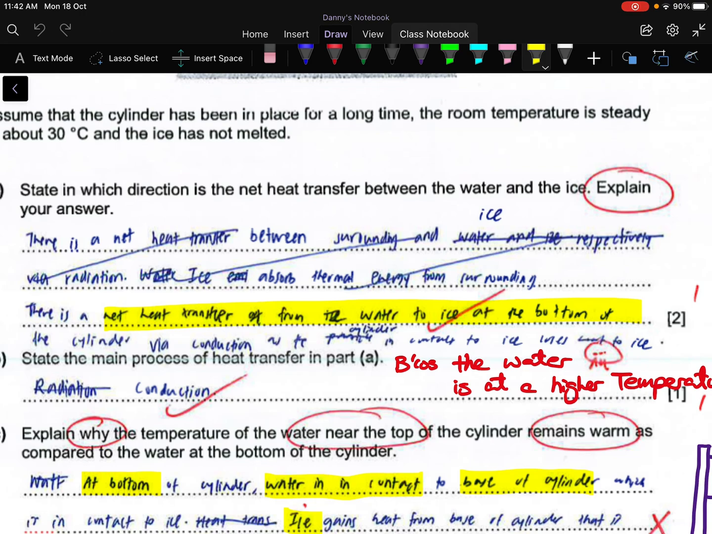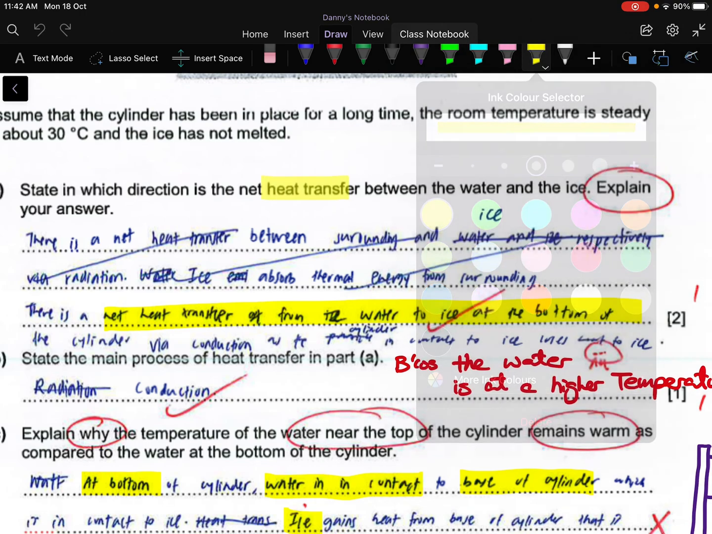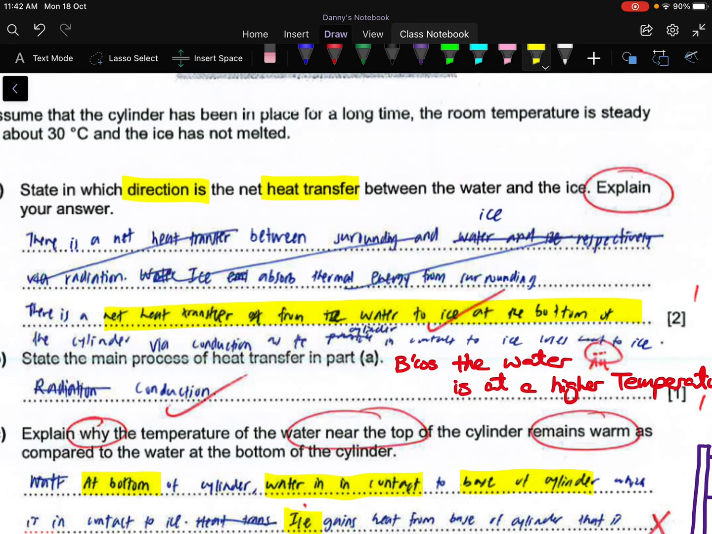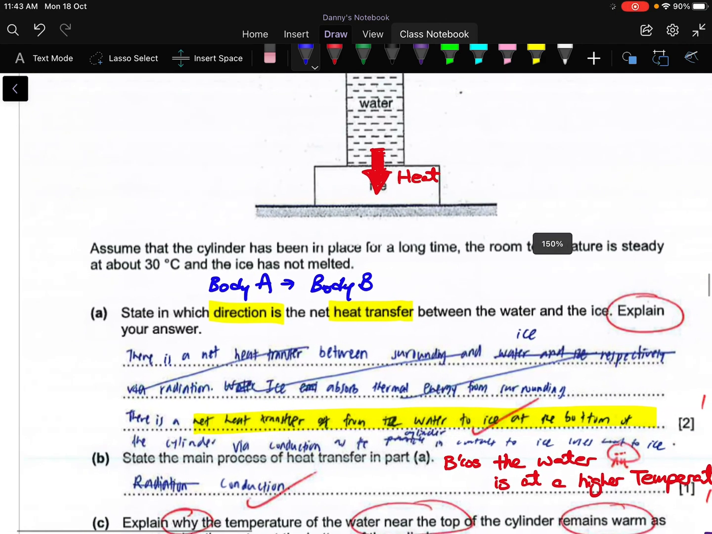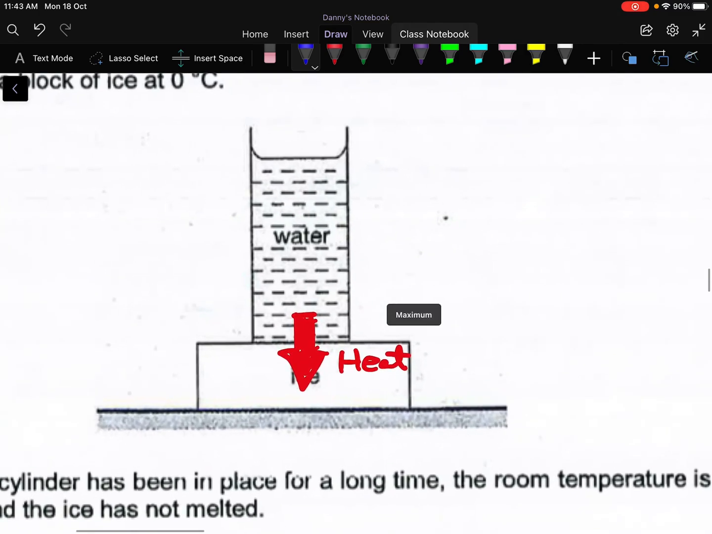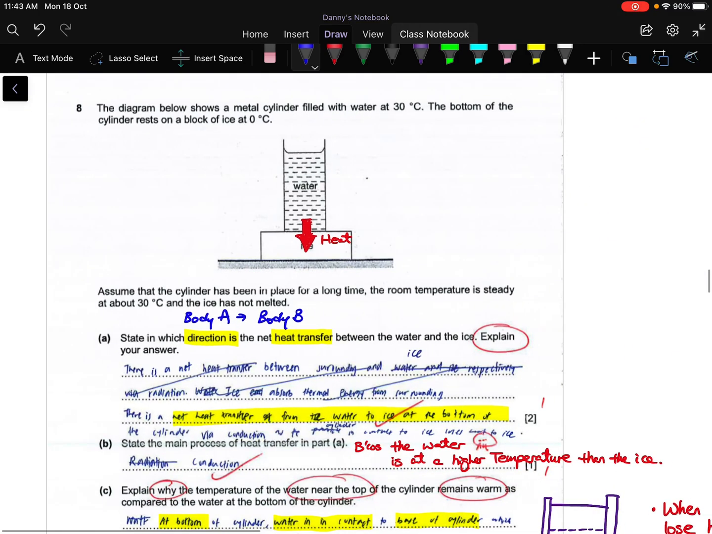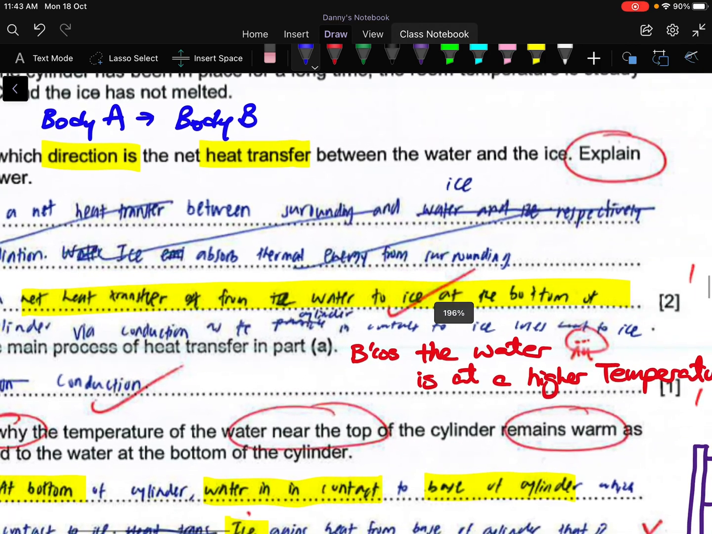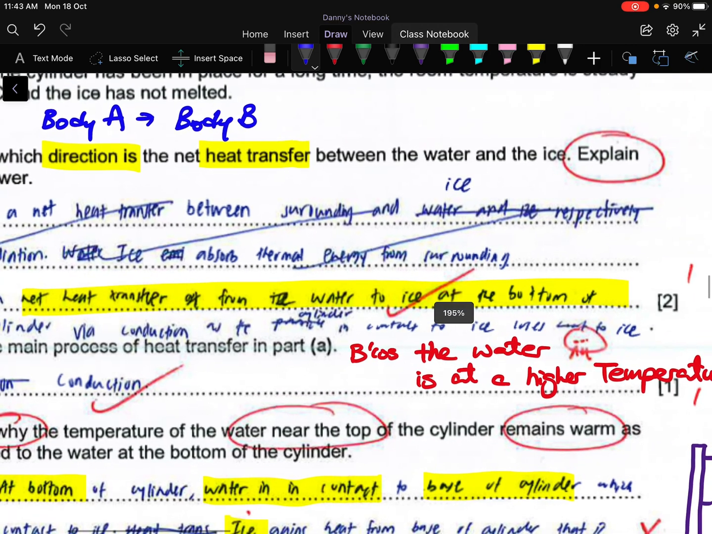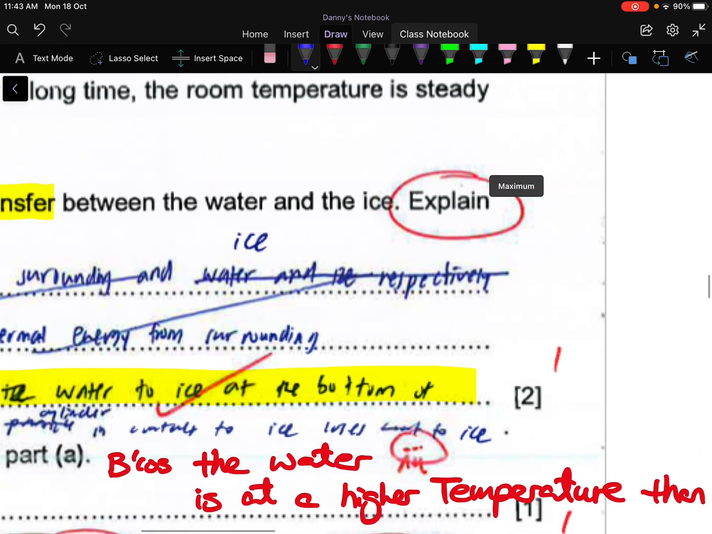So in this case, when it is in terms of heat transfer and we talk about direction, we are not asking you for upward, downward, left or right, but rather it is from which body to which body, right? So in this case, the heat will move from the warmer object, which is the water, to the cooler object, which is the ice. So to get the first mark, you need to let me know it is from the water to the ice. To get the second mark, you need to explain.